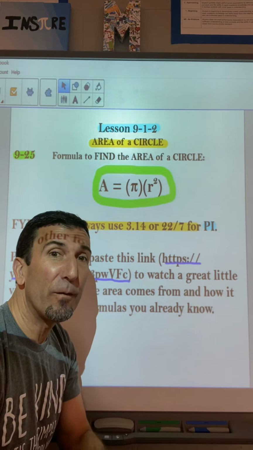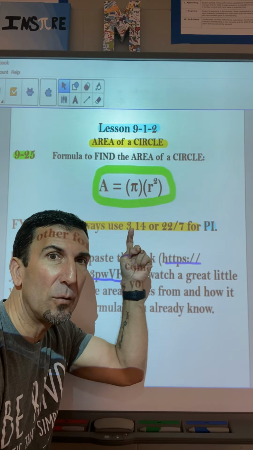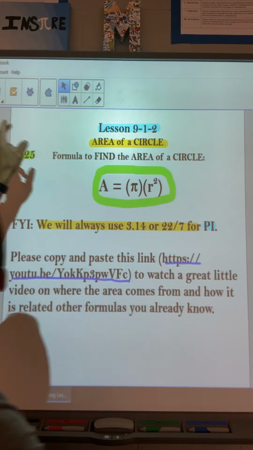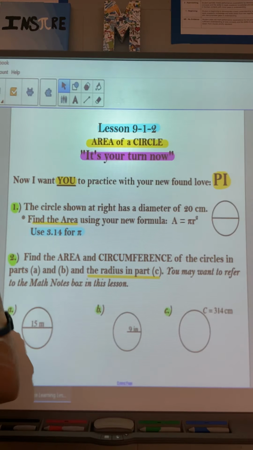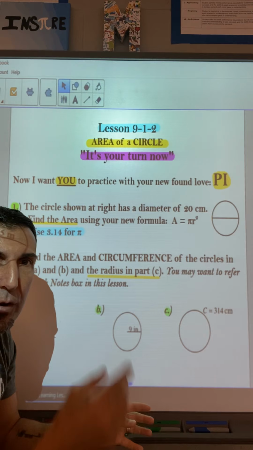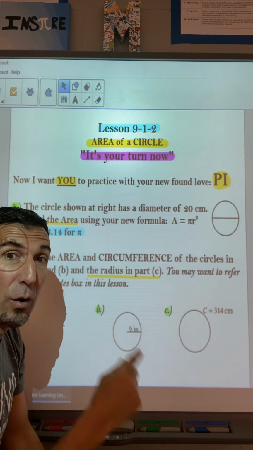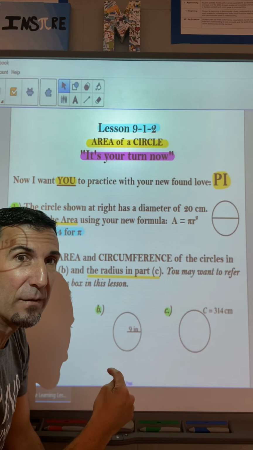Okay, so when you're solving these now, you're going to use this formula as we're going forward. So let's try a couple. Okay, so it's your turn. This is where you want to pause your video. You're going to write these down in your notebook, give them a try, and then you're going to restart the video, and I'll have the answers there for you.